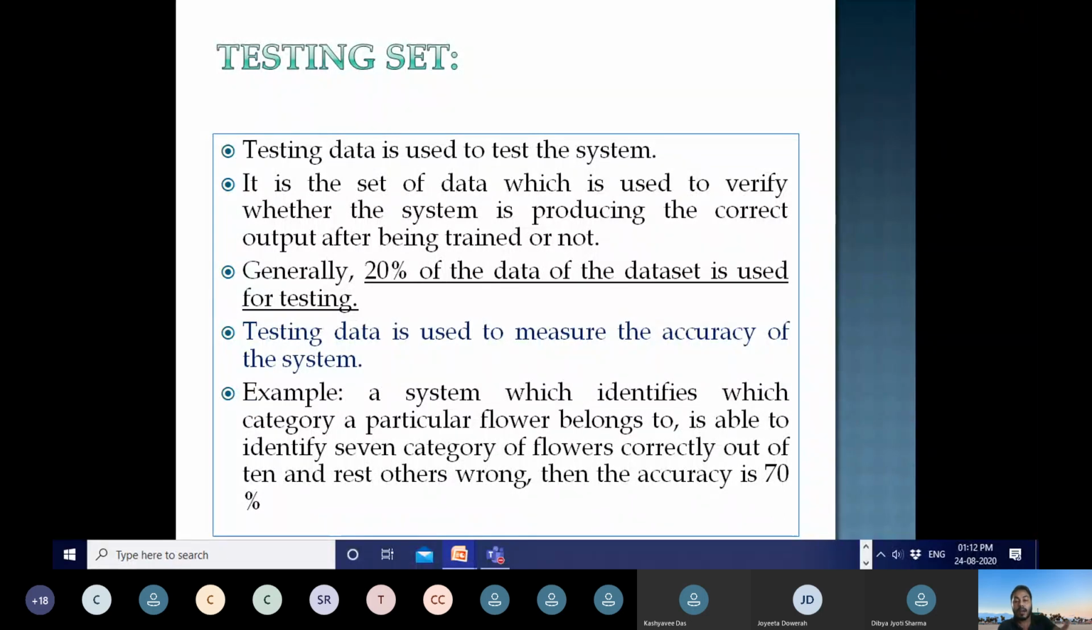From the 20% of data, when a new data point comes, you will not give the information that this is the apple. Now this is the task of the system, that it will recognize that this is the apple.